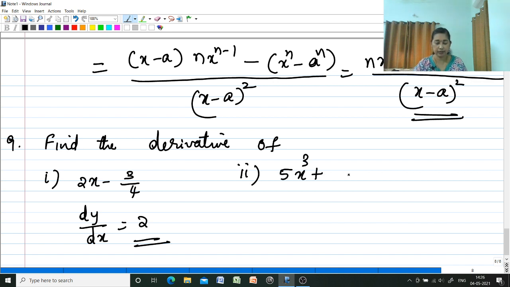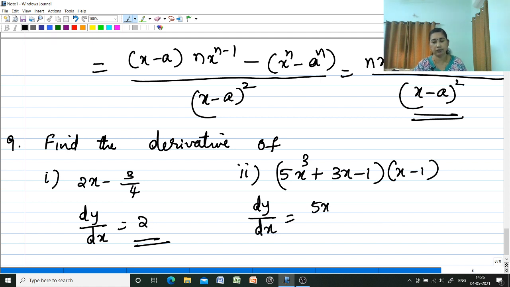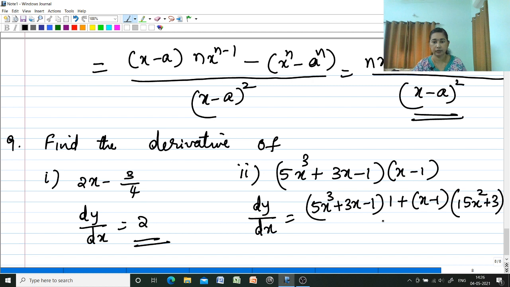5x cube plus 3x minus 1 into x minus 1. So what's the derivative? dy by dx equals first function 5x cube plus 3x minus 1 into derivative of the second, means 1, plus second function into derivative of the first. What's the derivative of the first? Derivative of x cube is 3x square, so 15x square, and derivative of 3x is 3. So you can expand this.